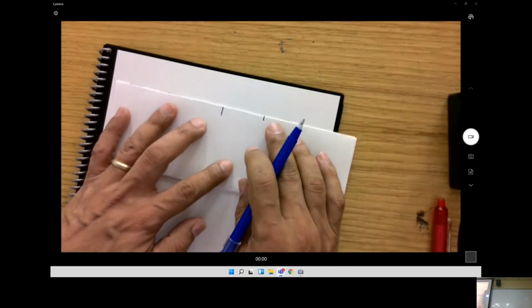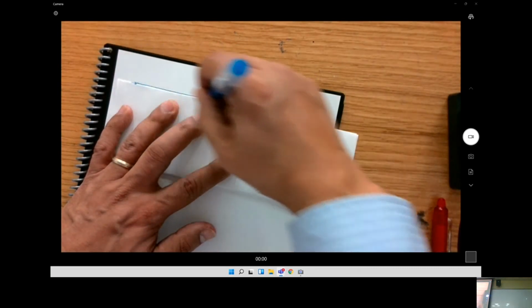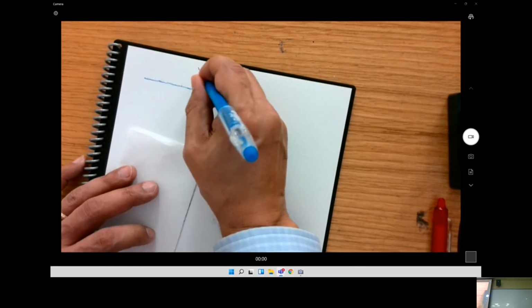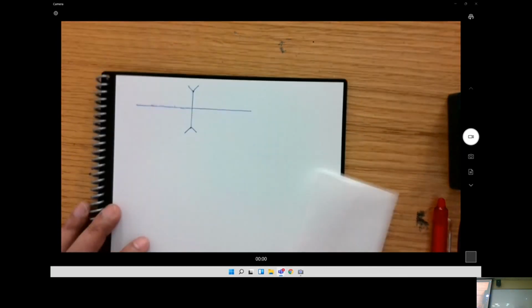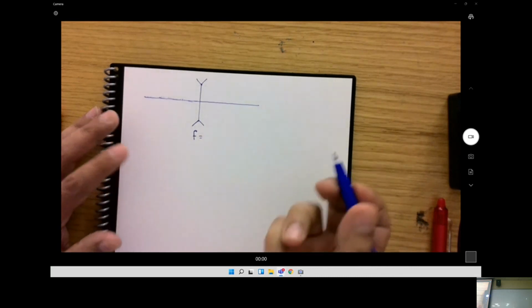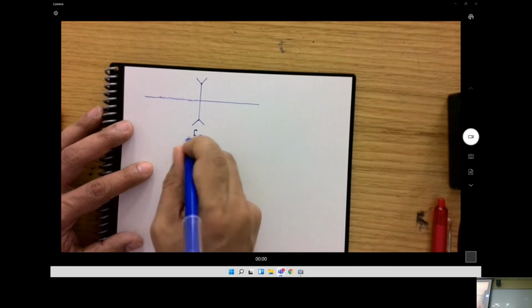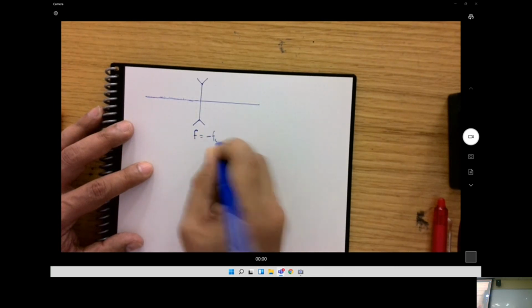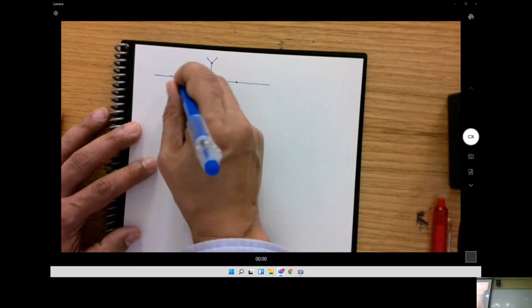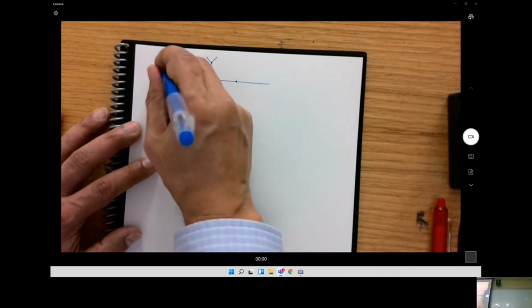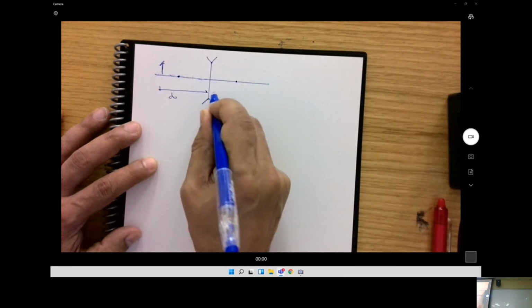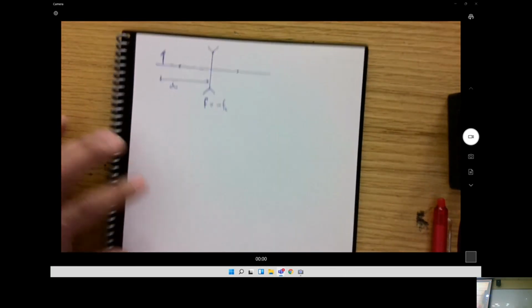So let's say that I'm going to have a negative lens. Now, the focal length of a negative lens is obviously going to be negative. So let's say that I'm going to have a negative focal length. I don't care what it's going to be. I'm going to have focal points in front and behind the lens, and I'm going to have an object. And I'm going to create an image, and I want to find out what is that image.